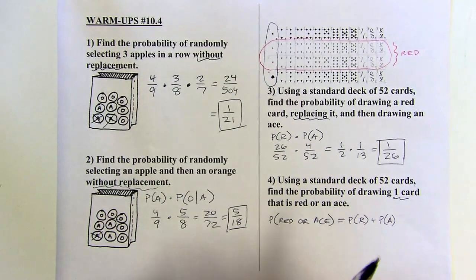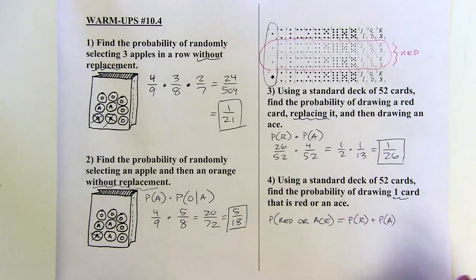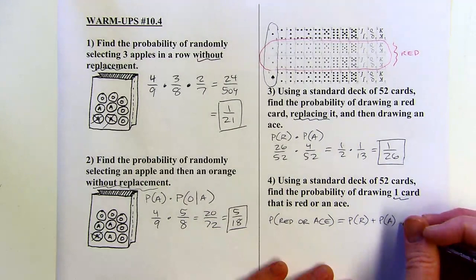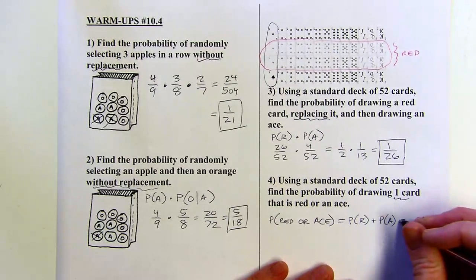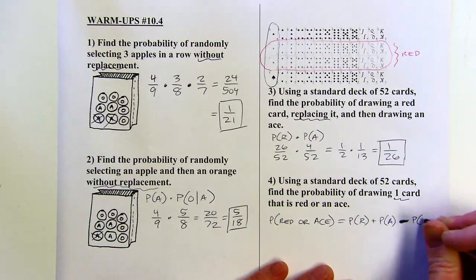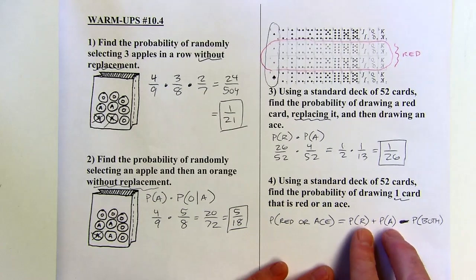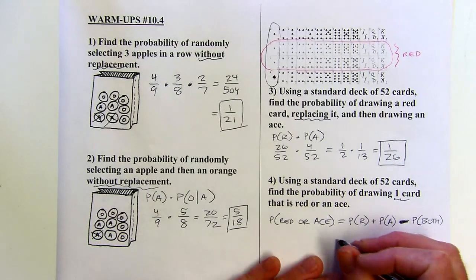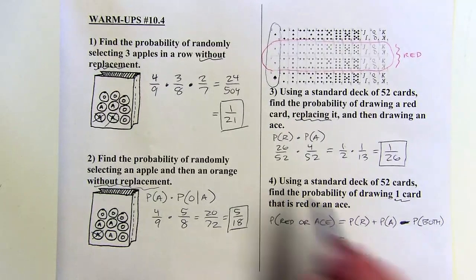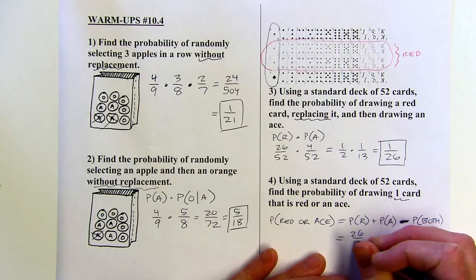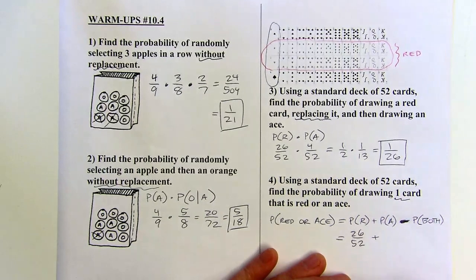But if I just do this, then I'm going to double count the red aces. There are cards that are red and aces. Okay, so there's the ace of diamonds and the ace of hearts. So I want to subtract out the probability that both of these outcomes are going to happen on any particular card. Okay, so the reds are half the deck. I'm going to leave these unreduced because I'm going to be adding these fractions together. So if I leave everything out of 52, then I'll already have a common denominator.